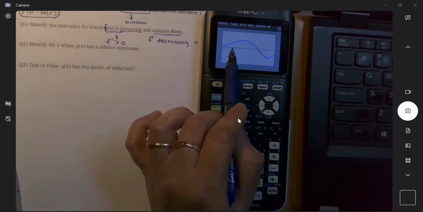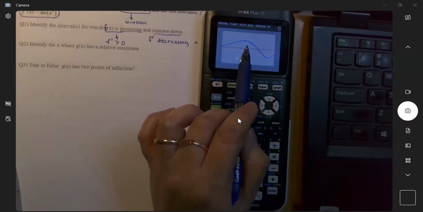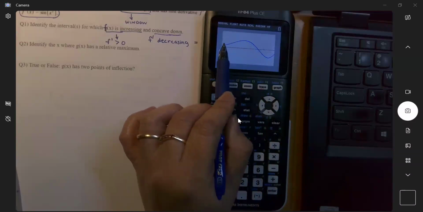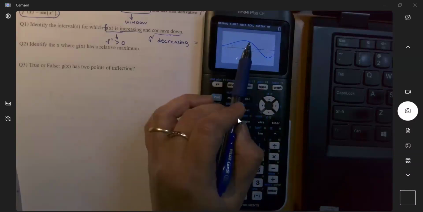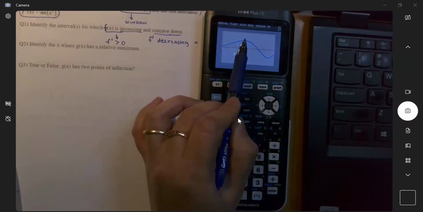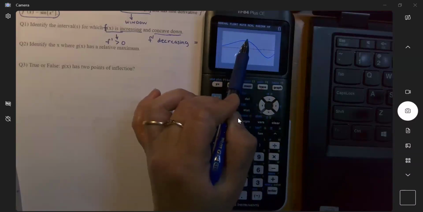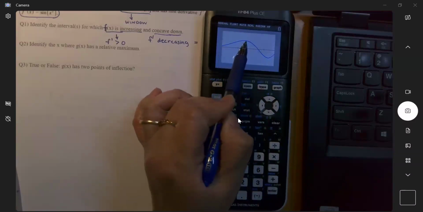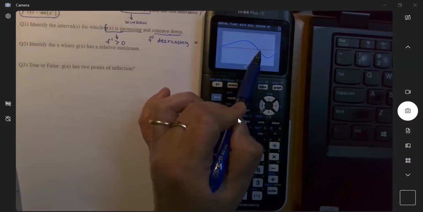What part of the graph is f increasing and concave down? What part of f prime? Is it above the x-axis but decreasing? So this is increasing and I see a decreasing part here. So I want to know where this one starts to decrease and stops over here above the x-axis.